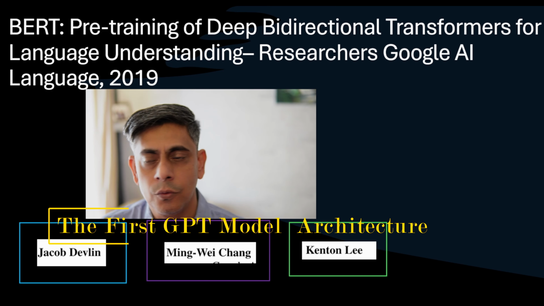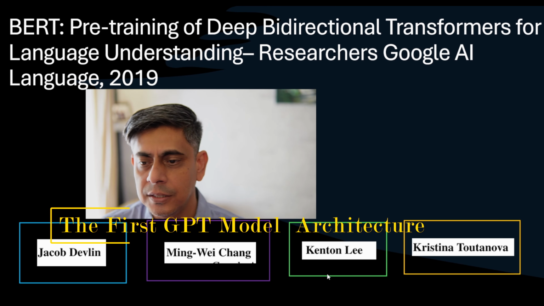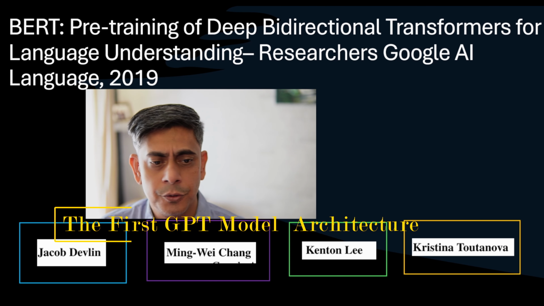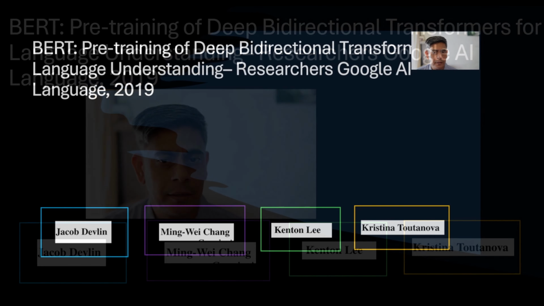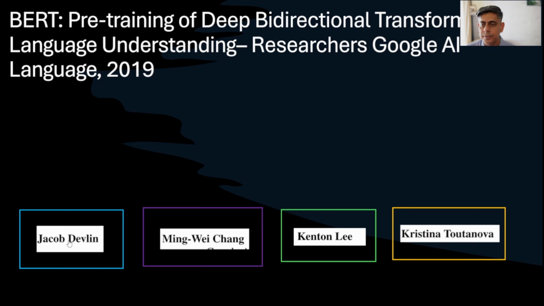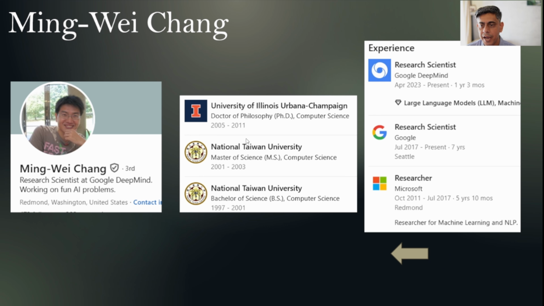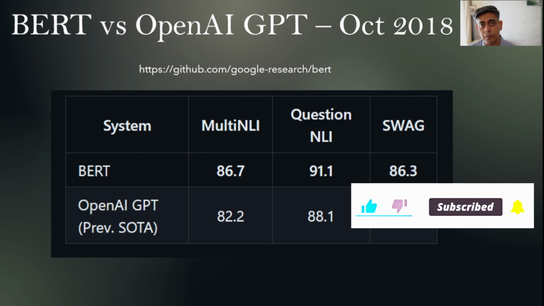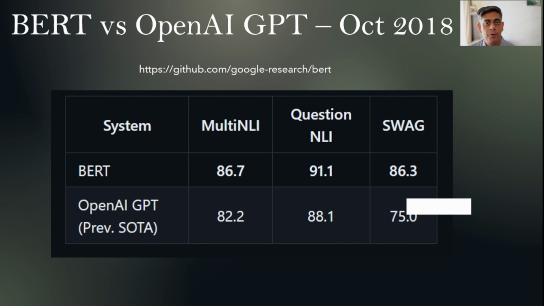The scientists who invented BERT are these four scientists, Devlin, Chang, Lee, and Kristina, and let's take a quick look at their profile. Here is Devlin, we have Chang here, Lee, and Kristina. Today GPT is the most powerful, but there was a time when BERT, which was coming out from Google, overtook OpenAI in terms of all the SOTA scores. In all the three cases, you see BERT has outperformed GPT.